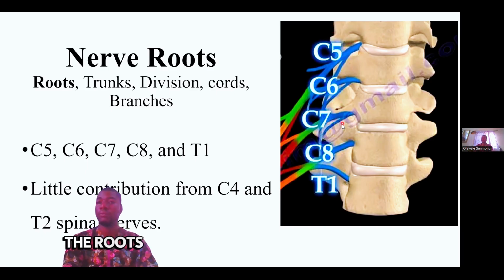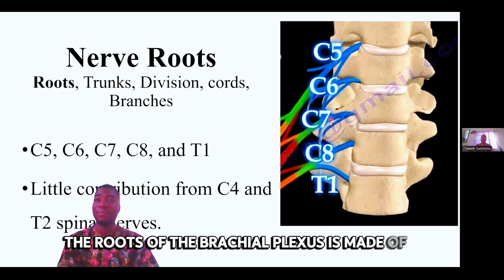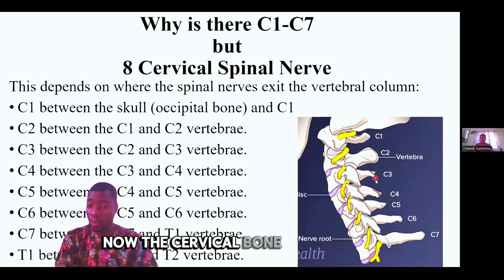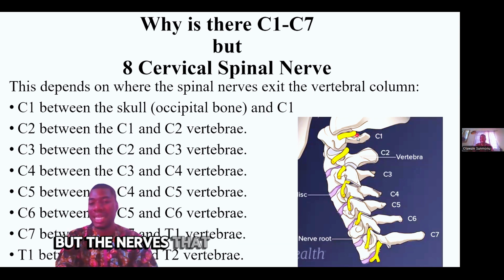Basically, the root of the brachial plexus is made of 5 nerves. Now, here is a little misconception and confusion that affects students. Now, the cervical bones are 7 in number, but the nerves that arise from the cervical vertebrae are 8. So how is that possible?